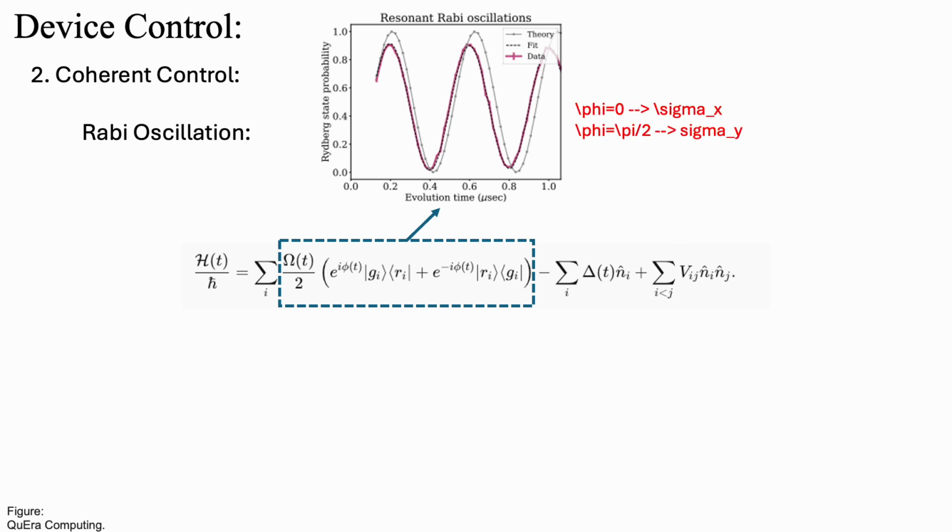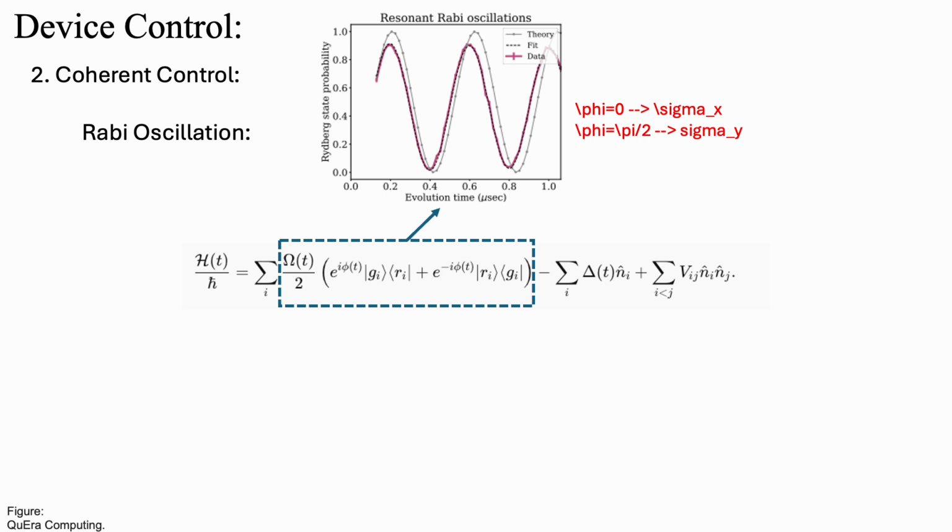Notice that there are some special cases. For example, if we set phi equal to 0, the operator in the parentheses becomes |g><r| plus |r><g|, which is the sigma x operator. If we choose the phase phi as pi over 2, this operator becomes the sigma y operator. And in the middle, delta times n_i is a detuning operator that can detune the Rabi oscillations.